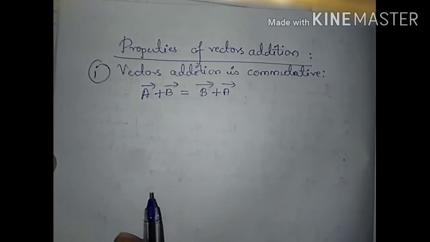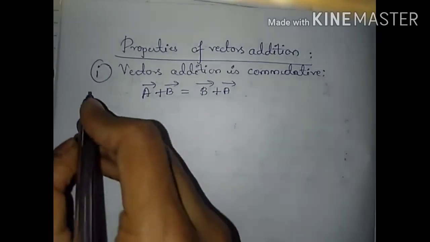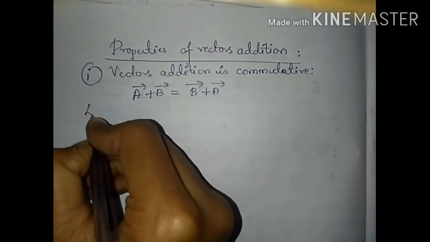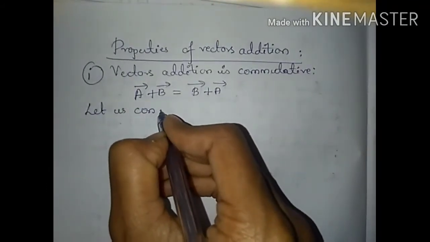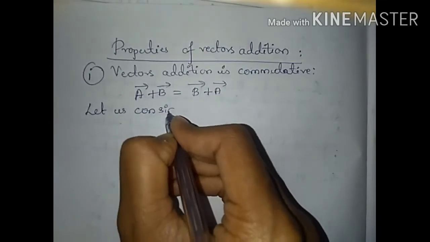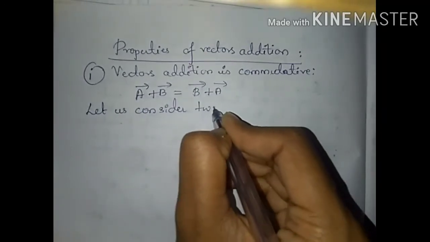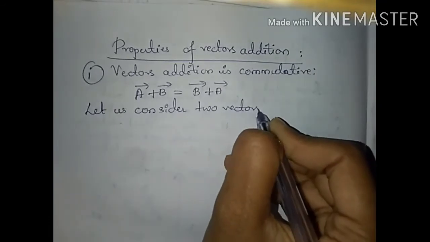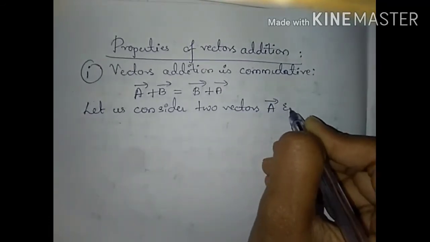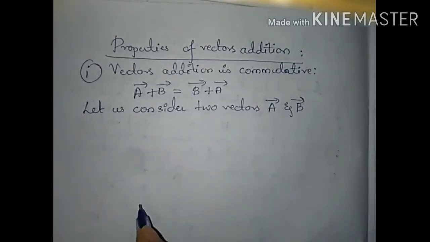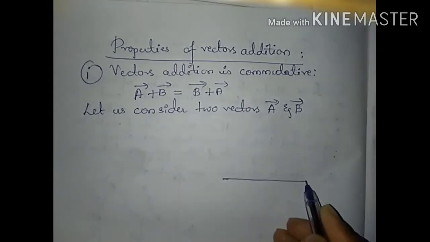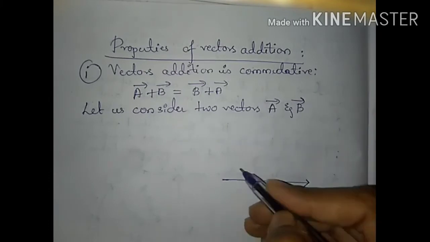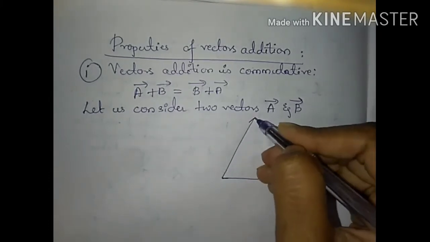So now to understand this, let us consider two vectors, vector A and vector B. So you have two vectors. Let's suppose this is vector A and this is vector B.